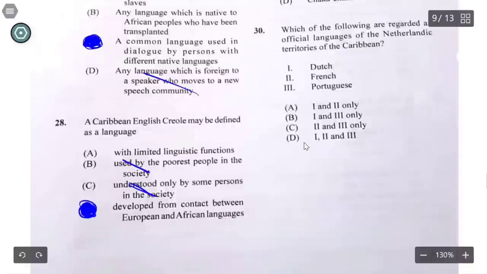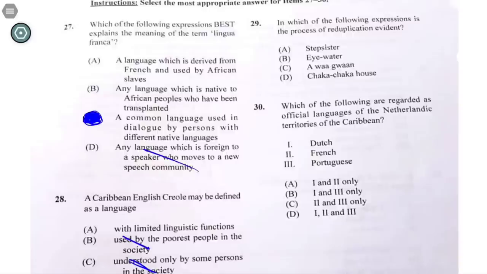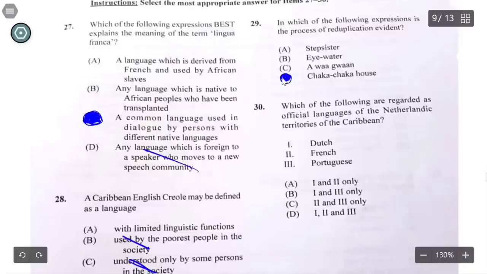29, in which of the following expressions is the process of reduplication evident? Stepsister, I water, agwagwan, chaka chaka house. And this is a repeated question. I think it's on every paper, to be honest. Every paper. It's chaka chaka house. Oh, they don't usually add house. I don't remember these things.